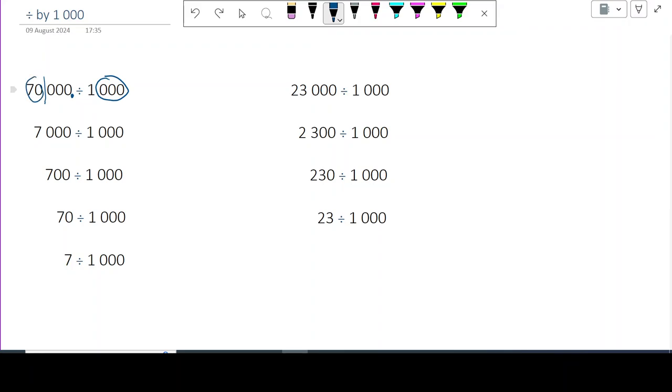How many thousands are there? There's 70,000. Drawing a line every three digits helps you to read numbers. 70,000. Dividing by 1,000, 3 zeros. So all of these numbers are going to move right 3 places, because there are 3 zeros.